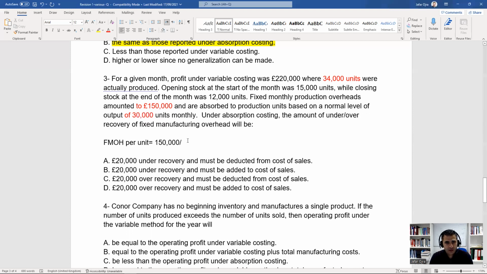Okay, we are talking here about 30,000. That makes £5, isn't it? £5. That's fine. So now £5 is the fixed manufacturing overhead per unit. Now, in order to calculate the over or under absorbed, how many units do we have extra above the budgeted units?